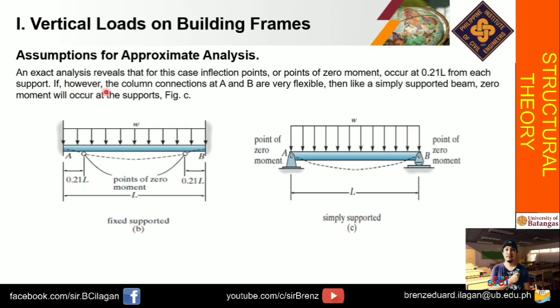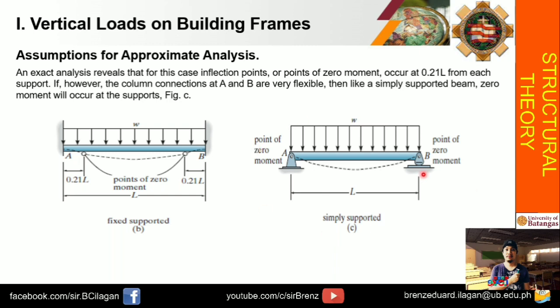So, an exact analysis reveals that for this case, inflection points or point of zero moment, so yun nga, occur at 0.21L from each support. So, pakitanda na lang yung value yun. If, however, the column connection at A and B are very flexible, then like a simply supported beam, zero moment will occur at the support. Okay? So, this is under figure C.